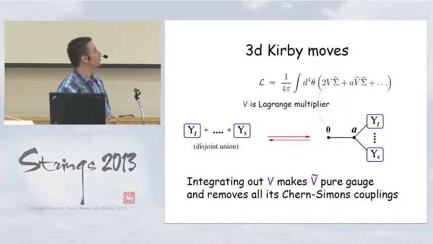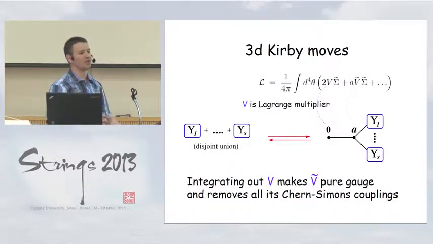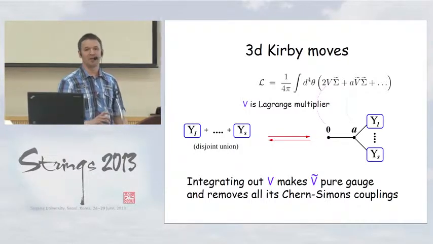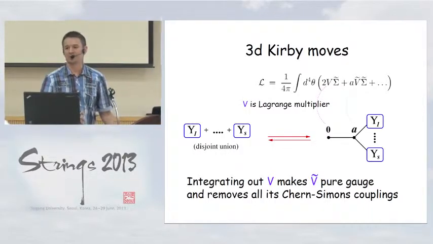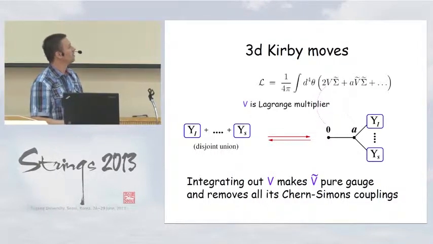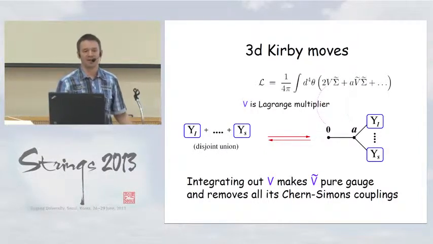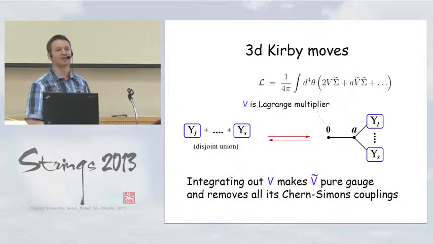Namely, this vector superfield V doesn't have its own Chern-Simons term, because the label here was the coefficient of the Chern-Simons term. So the only way in which the vector superfield enters is via the bilinear term corresponding to this link here. Therefore, it appears in the Lagrangian only in a linear way. This is now a Lagrange multiplier. And therefore, integrating out this vector superfield V basically imposes the condition that Ṽ is pure gauge. And if Ṽ is pure gauge, then we're supposed to drop all of those Chern-Simons terms.